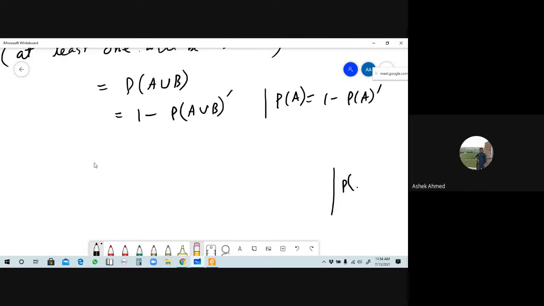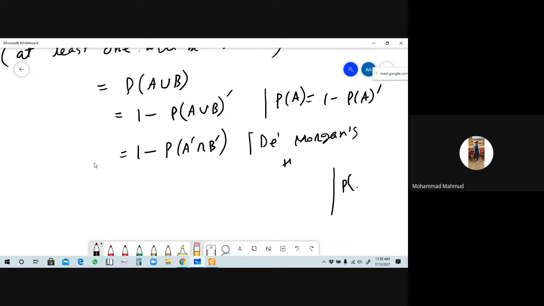Okay. From it, this will be 1 minus, by using De Morgan's theorem, that value will be probability of A complement intersection B complement. Is it right? Now tell me, since A and B are independent, this will be 1 minus probability of what? Respond to me.